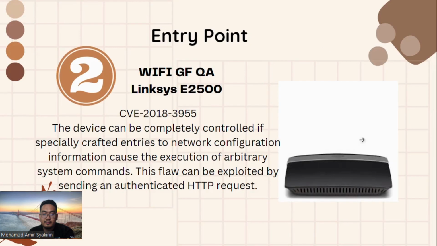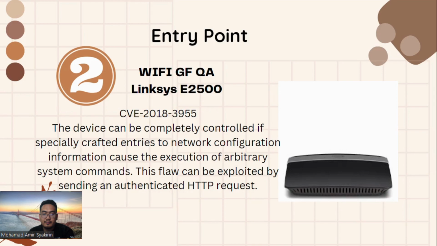And then we move to the second entry point, which is the hacker can enter from the Wi-Fi. We put an example here. The example for the hardware is the Linksys E2500 Wi-Fi router. The CVE number for this attack is CVE-2018-3955.